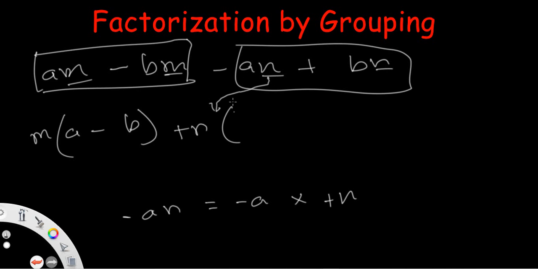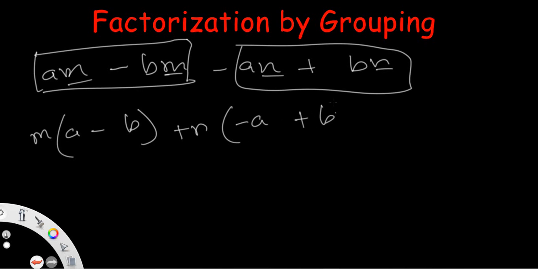We are not taking A outside. So we are taking only N outside. So only the positive symbol comes out. Okay, so we have to write plus N and then minus A plus B. That's it. Just that simple and that easy. Okay, so let's do one more example.